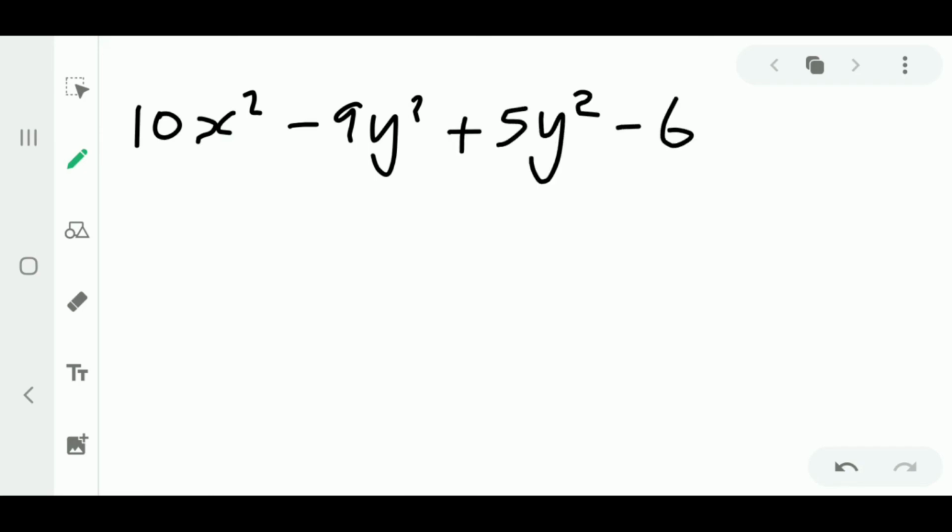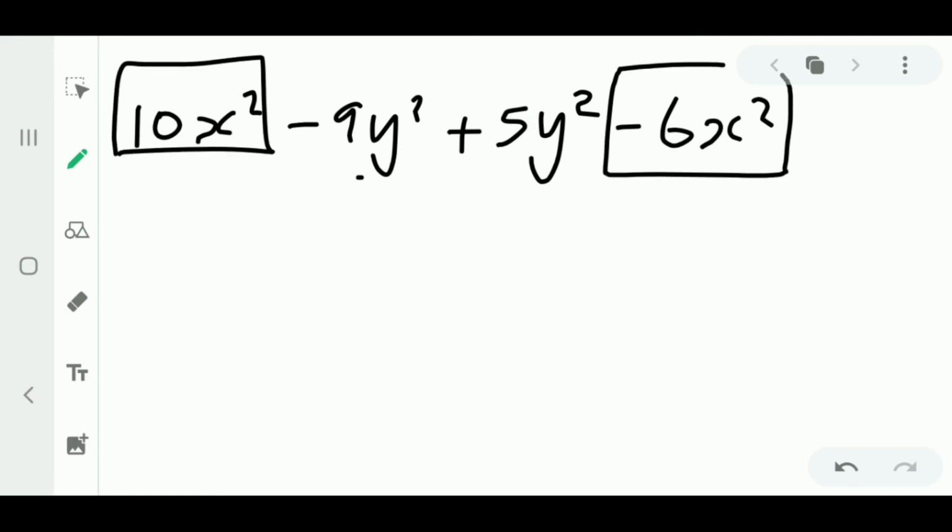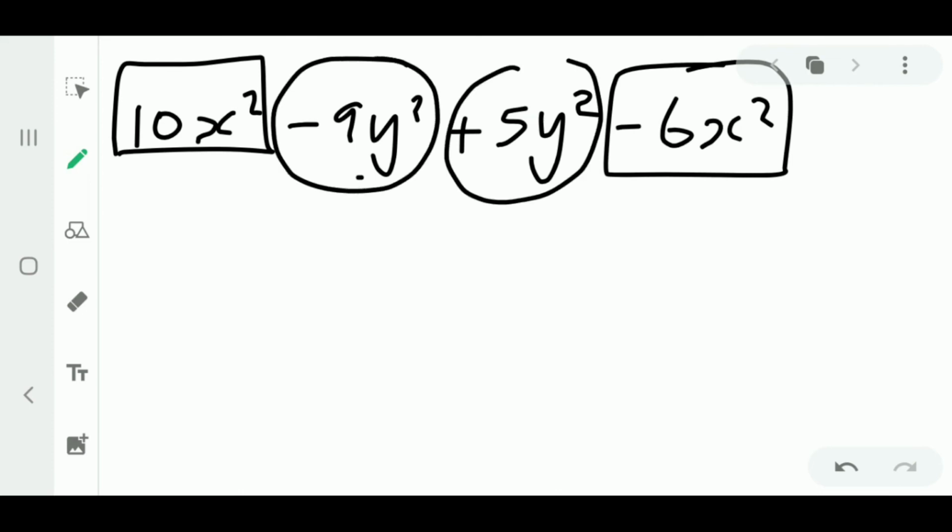10x squared minus 9y squared plus 5y squared minus 6x squared. Now you realize I dropped in a different variable, y. So now we're going to group like variables and ensure the variables that we group have the same powers. So the 10x squared and the minus 6x squared are compatible. This and this are compatible.